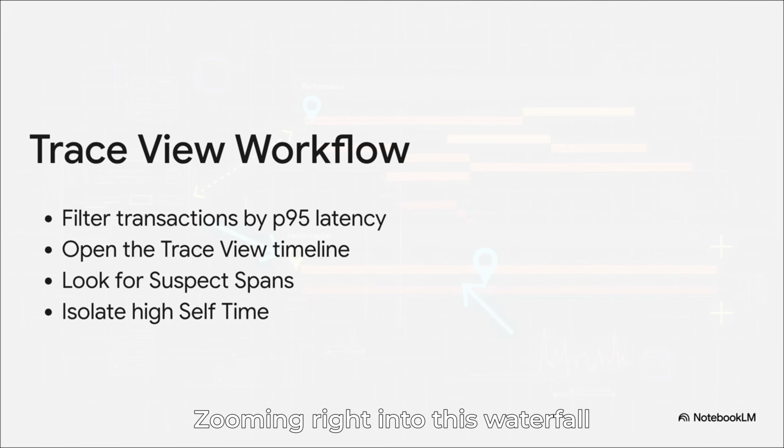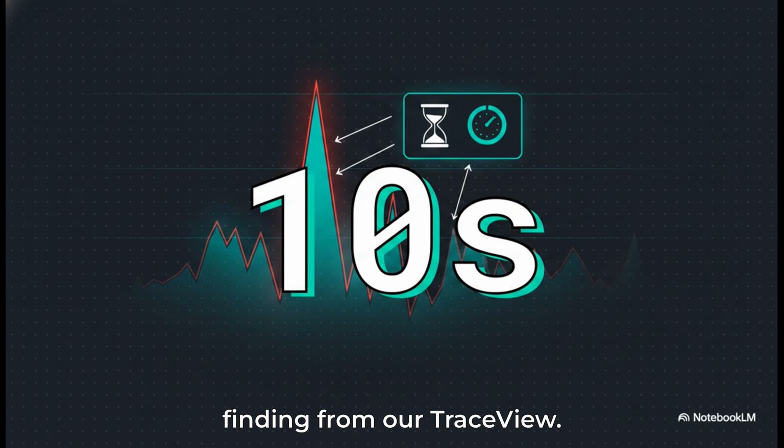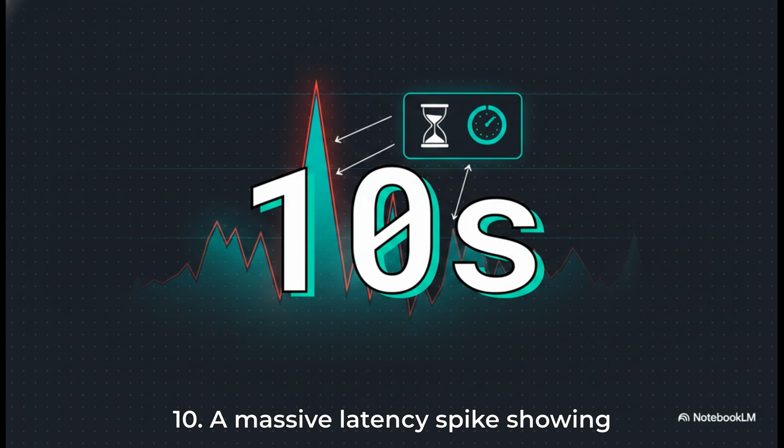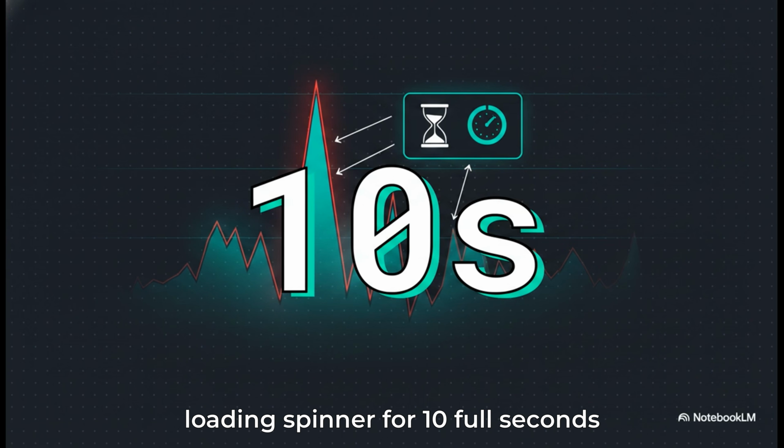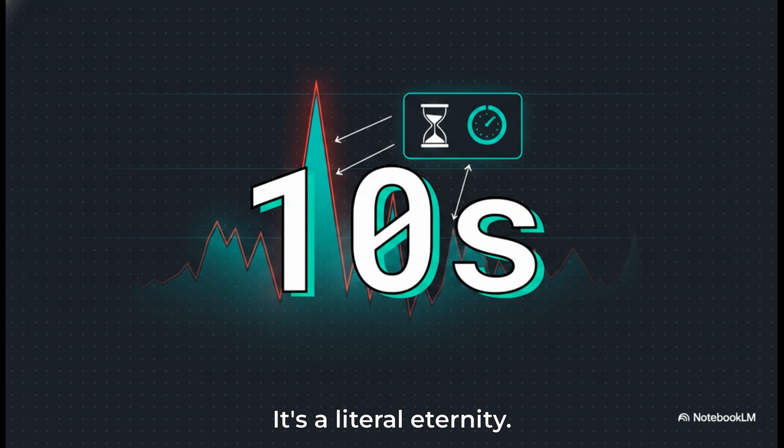Zooming right into this waterfall chart lets you visually pinpoint the exact millisecond your backend starts to choke. And boom, here's the dramatic finding from our trace view. 10, a massive latency spike showing that this specific checkout transaction took an agonizing 10 seconds to complete. I mean, just imagine staring at a loading spinner for 10 full seconds while trying to give a company your money. It's a literal eternity.